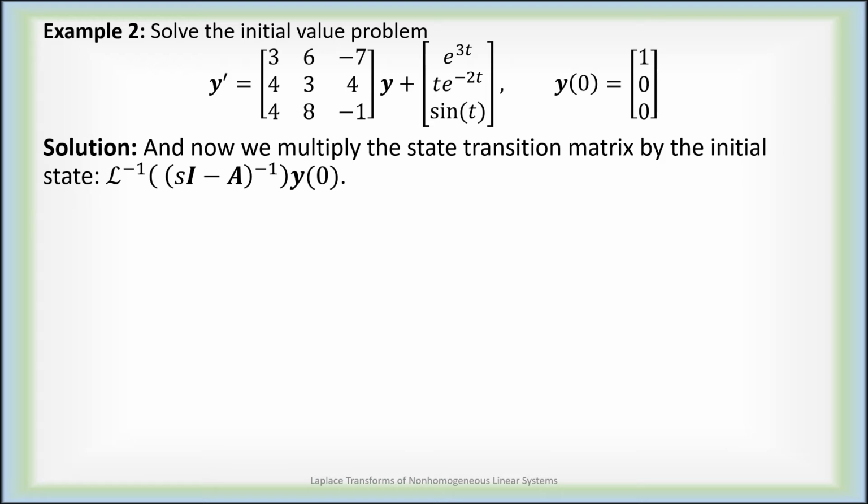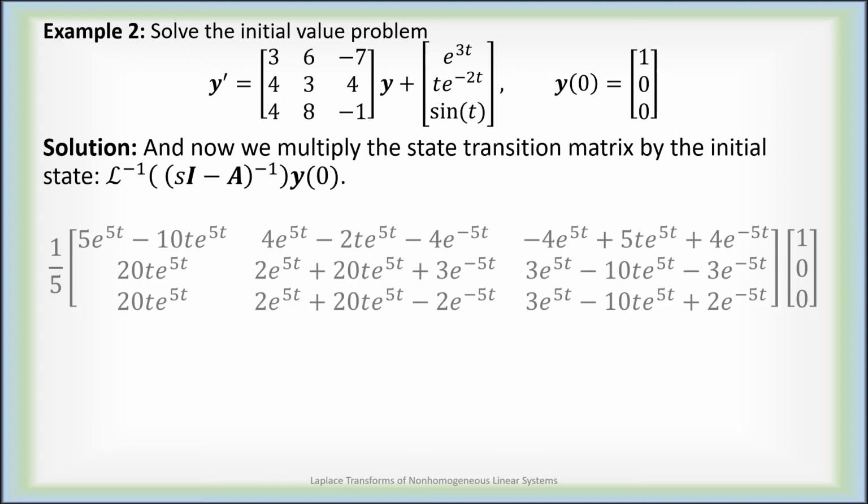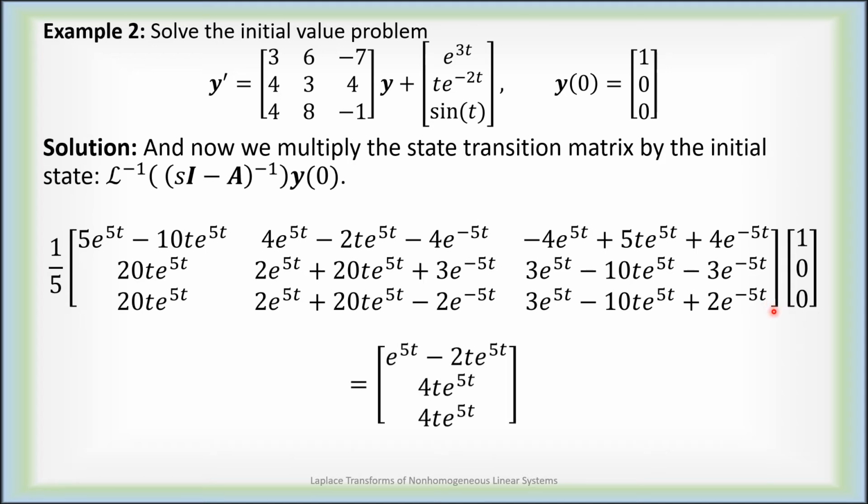Now what we need to do is multiply that state transition matrix by the initial state y of 0. So here was the state transition matrix, 1/5, this enormous thing, but our initial conditions were actually pretty nice, 1, 0, 0. So multiplying this is going to be very straightforward. It's simply going to extract the first column. And then I redistribute the 1/5 back into the first column because it can be done with no real difficulty. So here is the solution to the complementary homogeneous linear system.